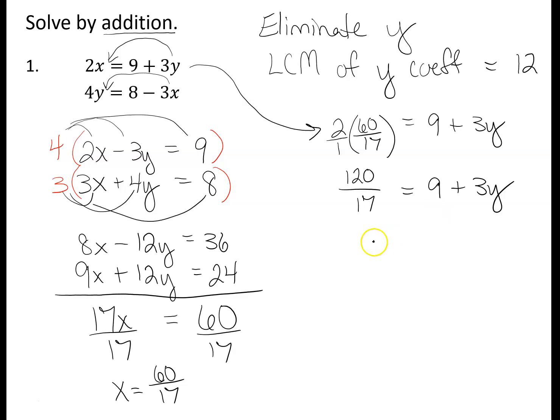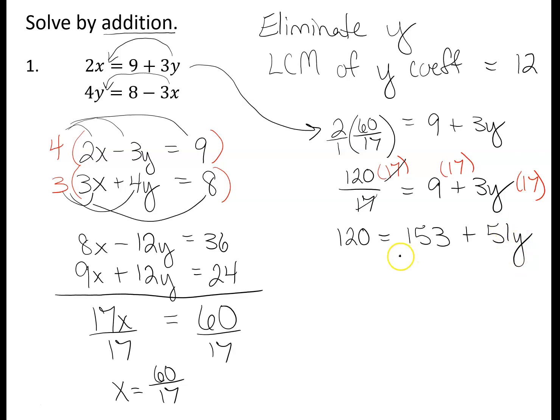Now, we could then subtract the 9, and you'd have to get a common denominator and do some fraction work there. Or if you prefer, you could clear the fraction out. Let me go and show that. If we multiply every term by 17, then that's going to get rid of the fraction. So we divide the 17s, we'd have 120. And then we do 9 times 17 is 153. And 3y times 17 is 51y.